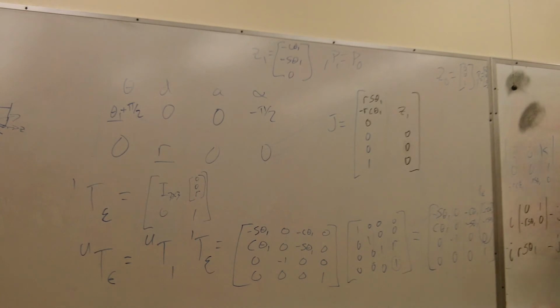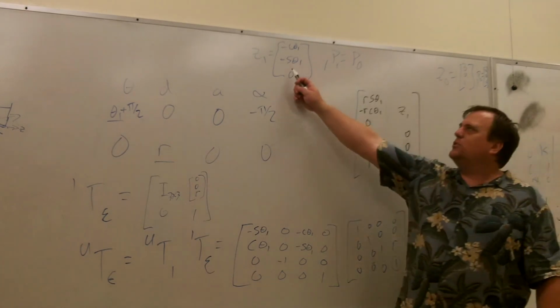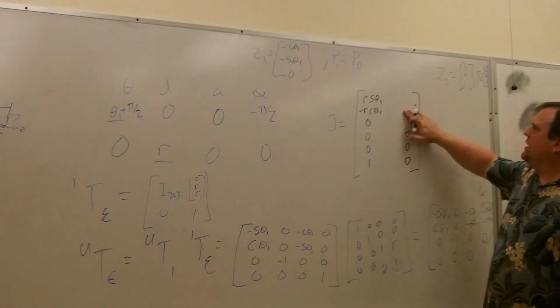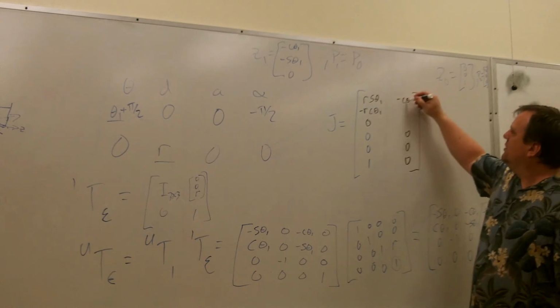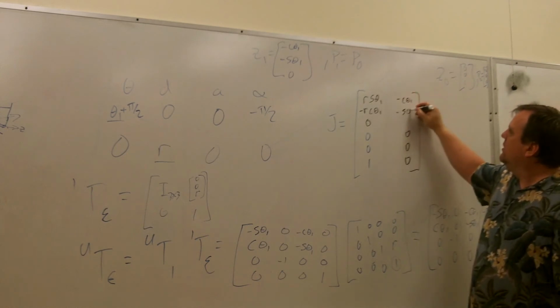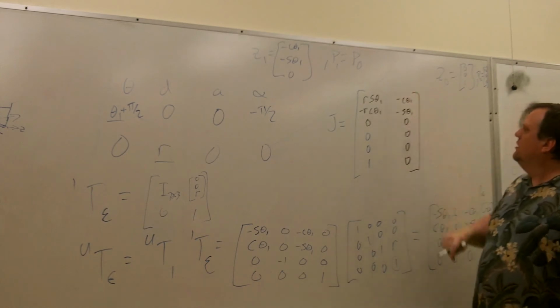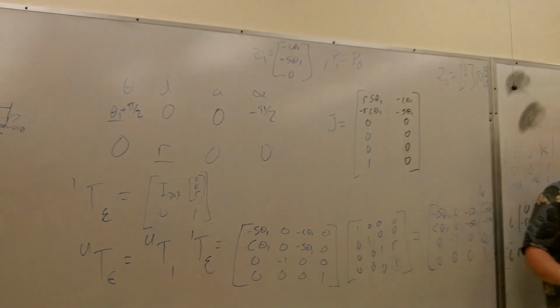I wrote it on the board for you, okay? You should realize at this point it's just a substitution. All the work's done. Once you have calculated those transforms, it was just substitution. I just remember I wrote up what Z1 was. So you just stick it in. There you go. Jacobian.